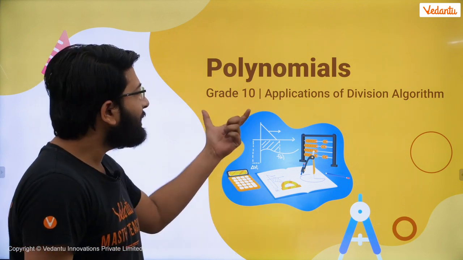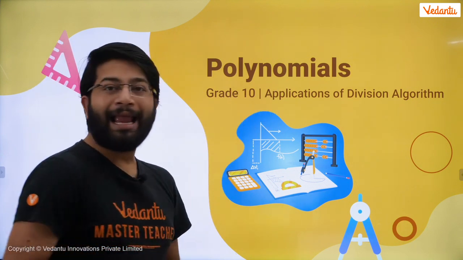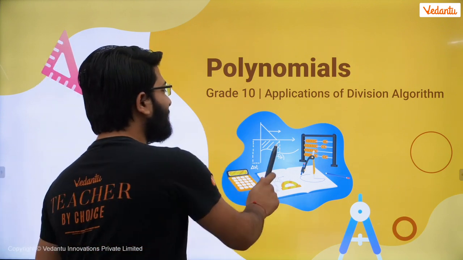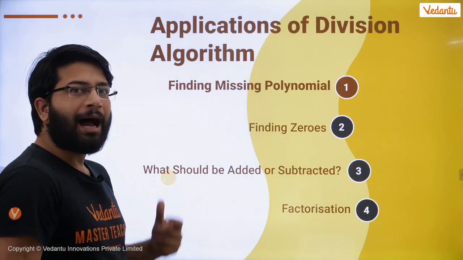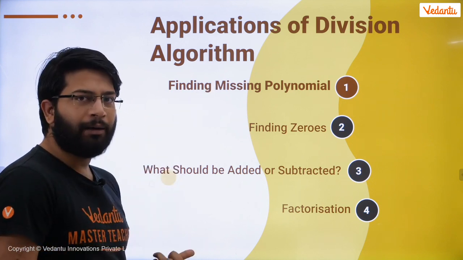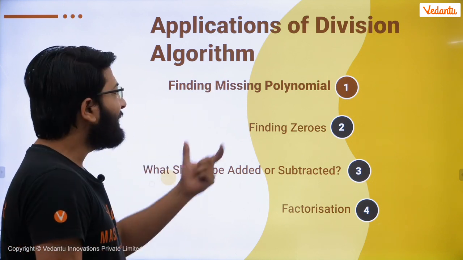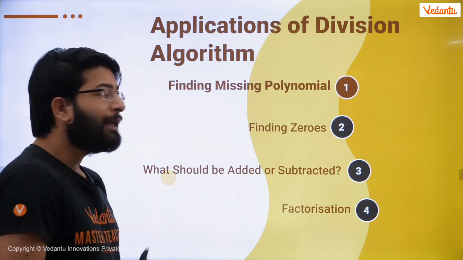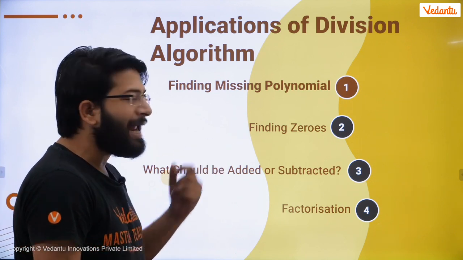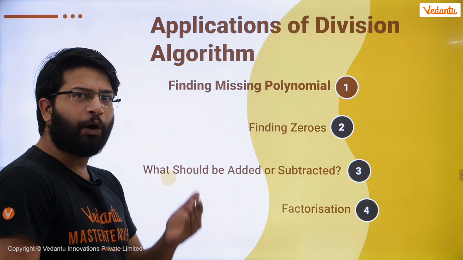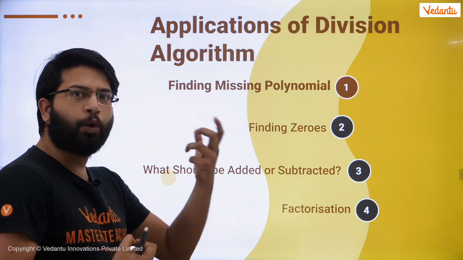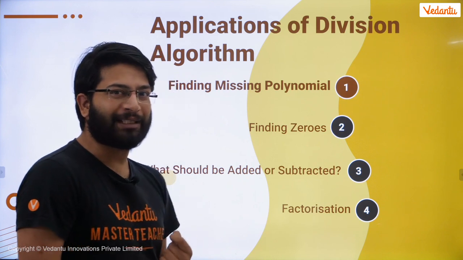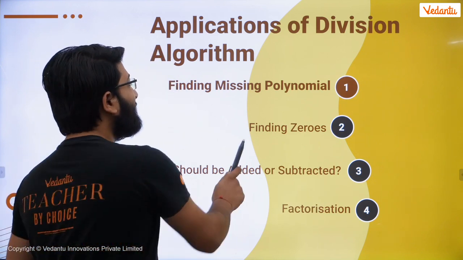In this class we will learn what the application of the division algorithm is, especially in the case of polynomials. So let us start. We will see how to find a missing polynomial with the help of the division algorithm, then how to find the zeros of a particular polynomial, then what should be added or subtracted from a polynomial to get a particular quotient or remainder. Then we will see how to use factorization also. So let us start.